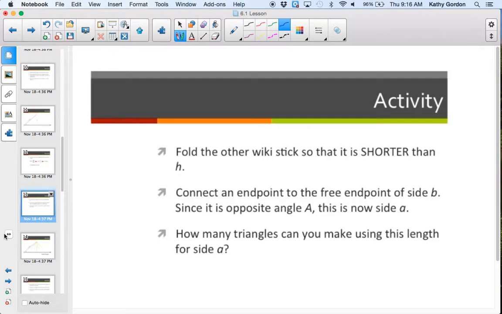How big is the big part? Was it shorter? Shorter than H, it becomes your side A. I want to know how many triangles you can make with that length.